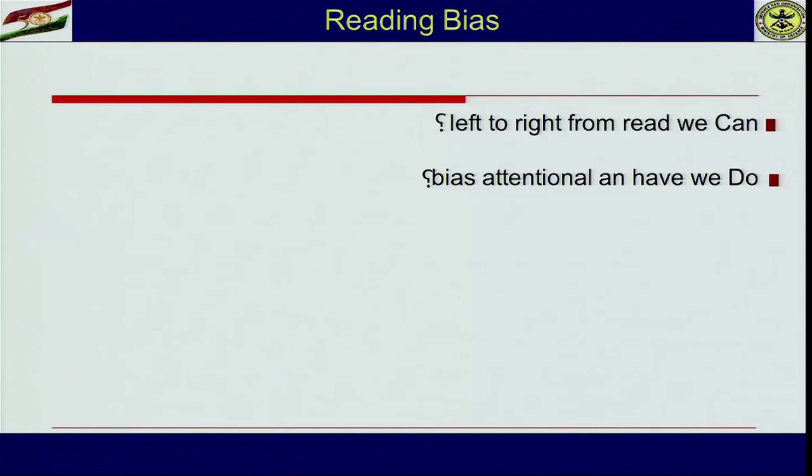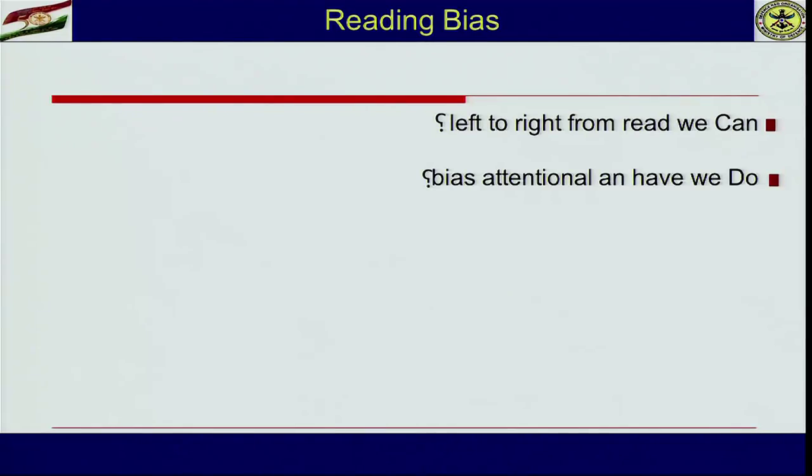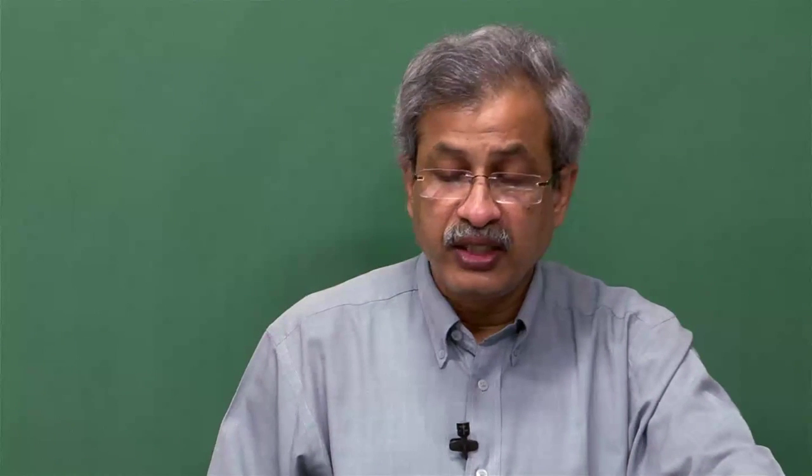We also have reading bias. Likewise, we have hand bias, we have face bias, we have a reading bias also. We have a tendency to read everything from left to right because we have a reading bias as well. But can we read things from right to left as well, as Urdu speakers do? Do we have attentional bias also as a result of our reading bias? That is, we read everything from left to right simply because of our reading bias.